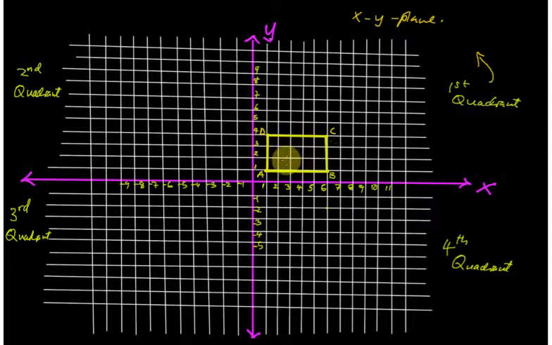Now my second task is to draw the image of this. Our line of symmetry is the y-axis. I reflect this object, or this figure, through the y-axis. Now the y-axis is our mirror, and we are reflecting it. Let's see where we are going to get our new points.